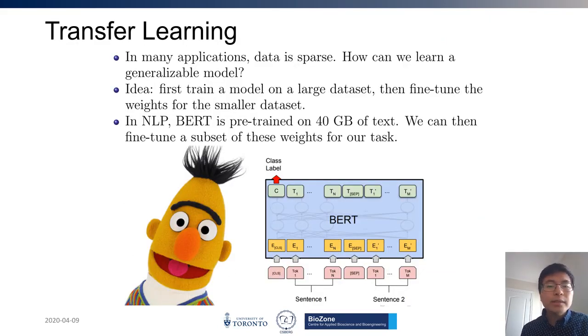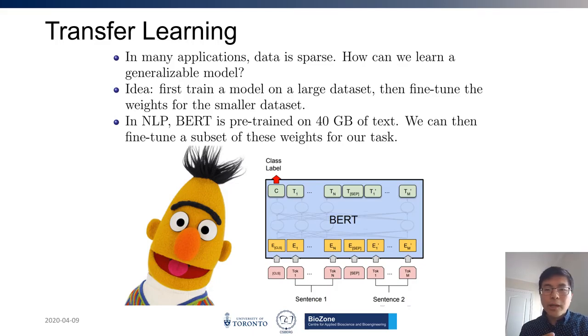Another tool in our bag of tricks is transfer learning. In many applications, including synthetic biology, you don't have a lot of data. And the problem with that is machine learning really is data hungry and data driven. So how can we learn a generalizable model if we only have very few data points? An idea, rather than having this existential crisis over machine learning, is to first learn your model on a larger data set. That's going to capture some of the more basic features of the data that you're looking at.